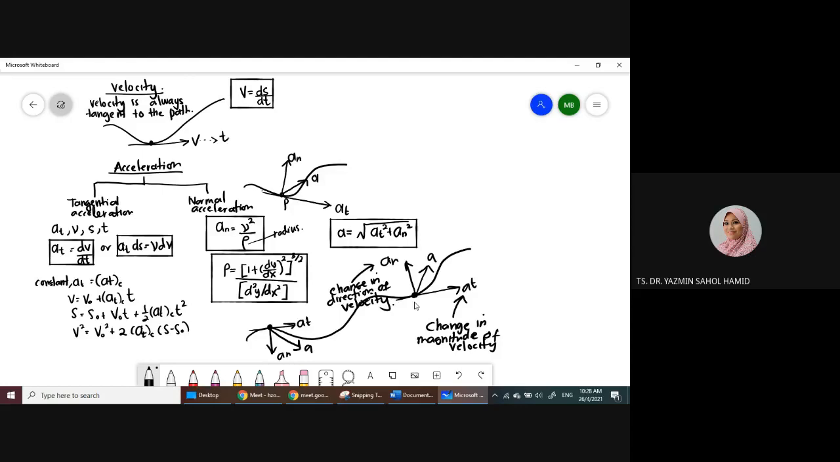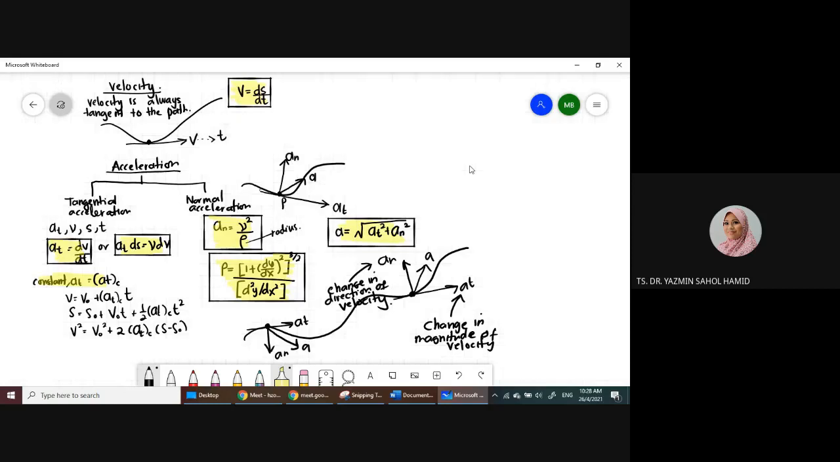Now let me just highlight. There are a number of important formulas. Here you have velocity, and then you have tangential acceleration, or either of these. And then you have the normal acceleration. And in case they don't give you the radius of curvature, this is the formula.